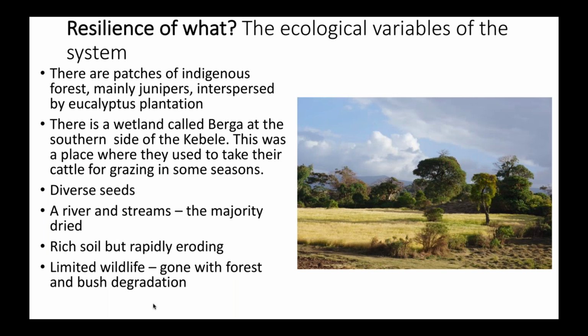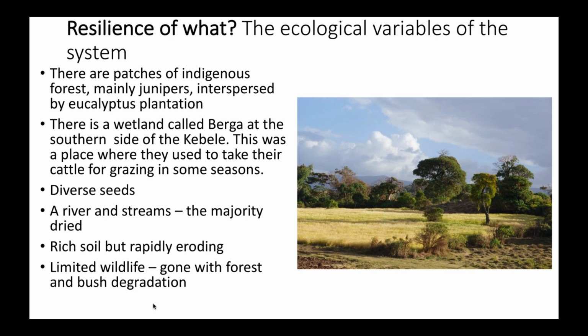What are the ecological variables of the system in Telecho? There are parts of indigenous forests, mainly junipers, interspersed by eucalyptus plantation. The eucalyptus plantation is spreading very much. There is a wetland called Barga, on the southern side of the Belay. This is a very, very critical wetland because the local community use it for grazing.